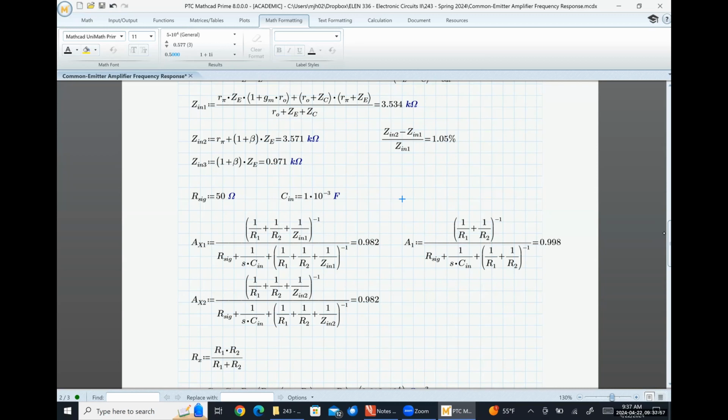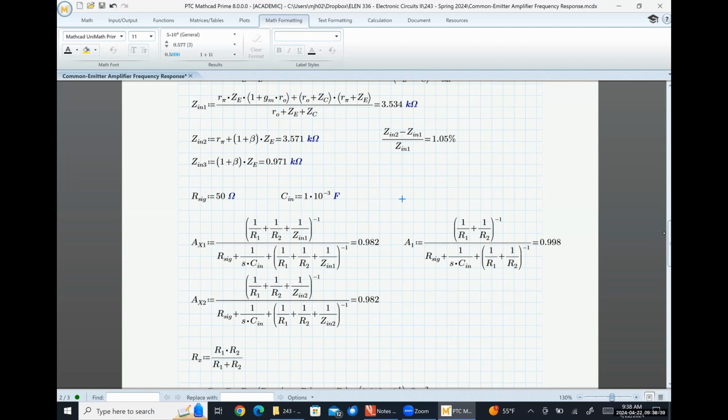This next bit afterwards, where I have AX1 and AX2, is me just evaluating the transfer function of that stage of the amplifier, literally just treating it as a voltage divider network, because that's exactly what it is. The one on the top is using the impedance ZN1. The one on the bottom is using ZN2, which is our approximation where we are neglecting early effects. And notice that they give us literally the exact same result. So while there's a 1% error in the impedance as part of the larger system, it actually washes out.